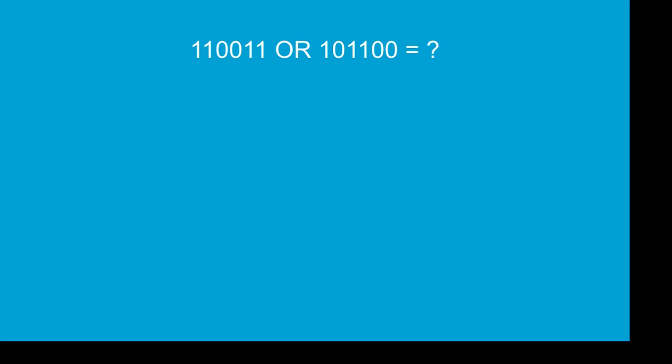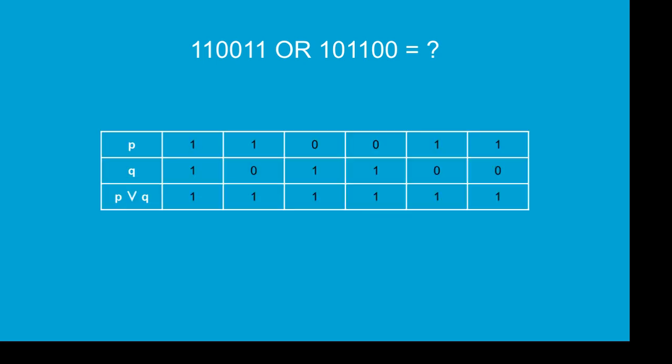So if we take the same two numbers, but we do it with OR, then we only have to have a 1 in one or the other in order to get a 1 in the bitwise OR. So for these two numbers, there's at least one 1 in each position. Therefore, the result is all 1s.